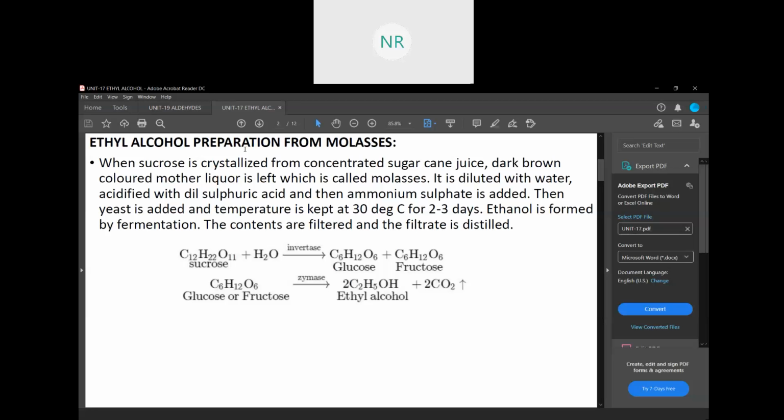So C12H22O11 is sucrose. Sucrose plus water, with invertase as the name of the reaction, gives us glucose plus fructose. It breaks down into smaller compounds. Then glucose, on adding zymase, that is yeast, gives ethyl alcohol plus carbon dioxide. The up arrow mark indicates that carbon dioxide escapes as a gas. So this is the reaction, and this is how you prepare ethyl alcohol in laboratories.